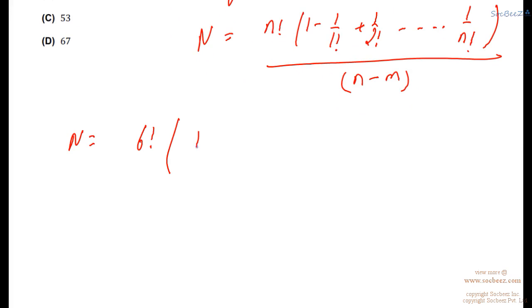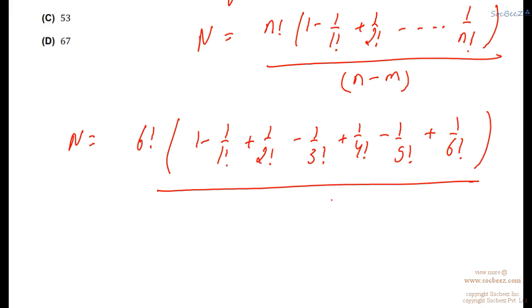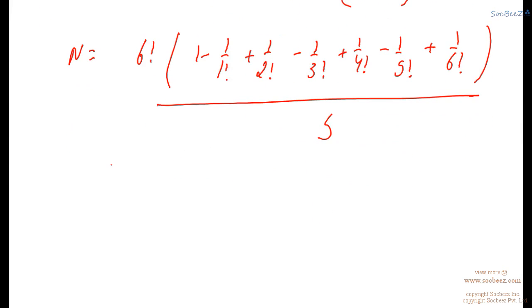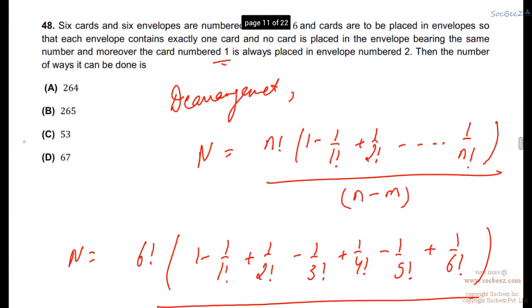So here in this case, the number of ways is going to be factorial 6 into 1 minus 1 upon factorial 1 plus 1 upon factorial 2 minus 1 upon factorial 3 plus 1 upon factorial 4 minus 1 upon factorial 5 plus 1 upon factorial 6, upon 5. So the correct answer is, if we simplify it, we will get 265 upon 5, which is equal to 53. So the correct answer here in this case is option C, which is 53.